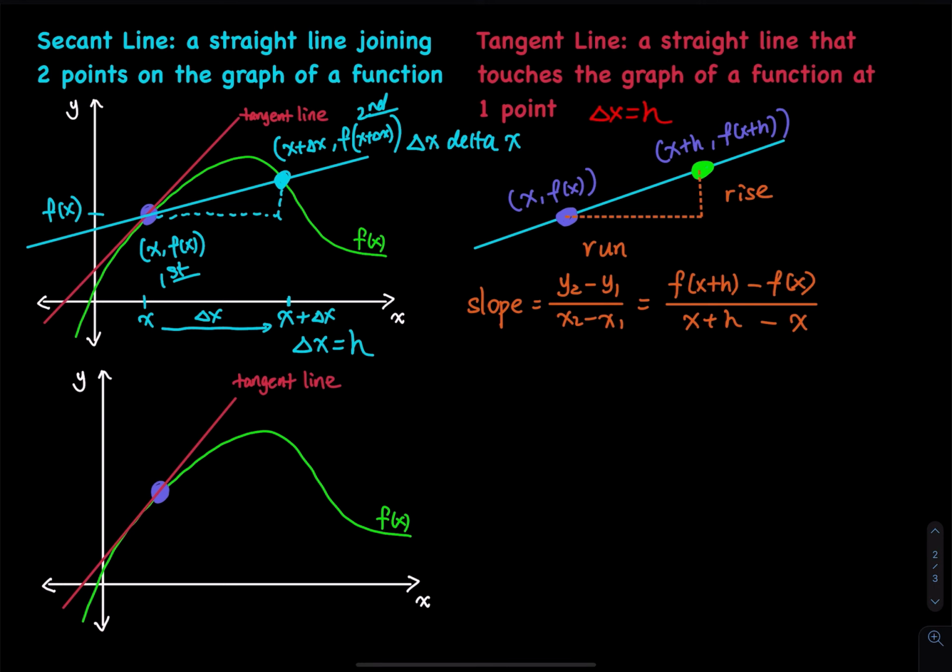So if you look at the denominator, the x and the minus x got cancelled, right? So overall, you have f of x plus h minus f of x divided by h.